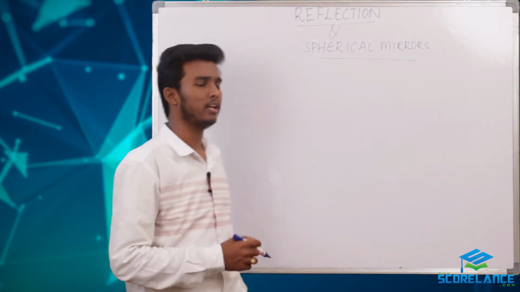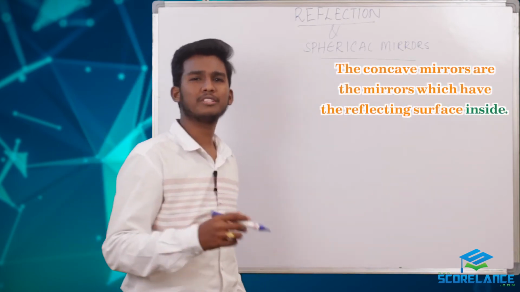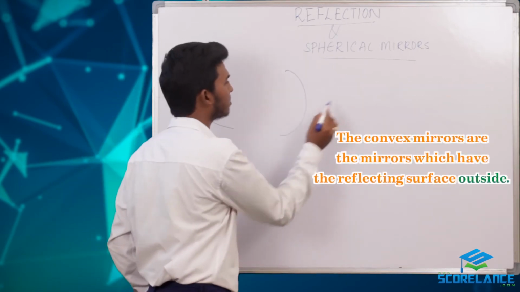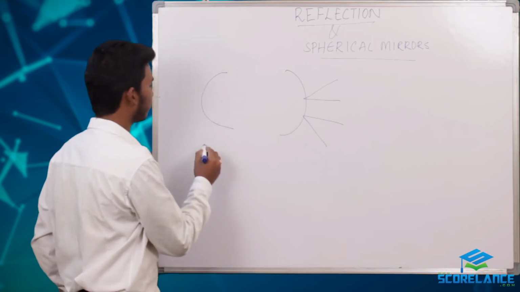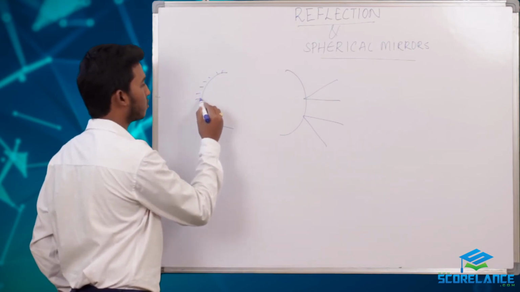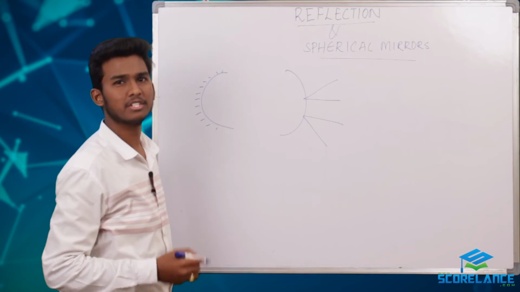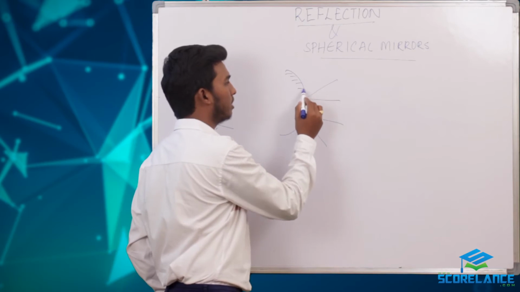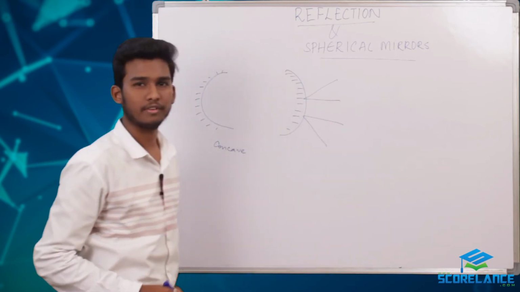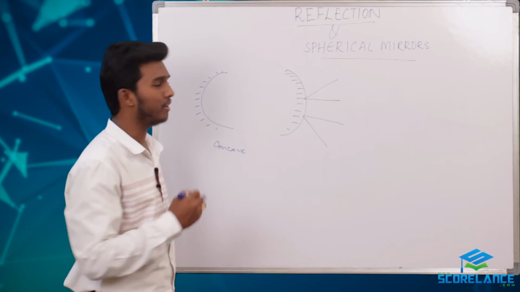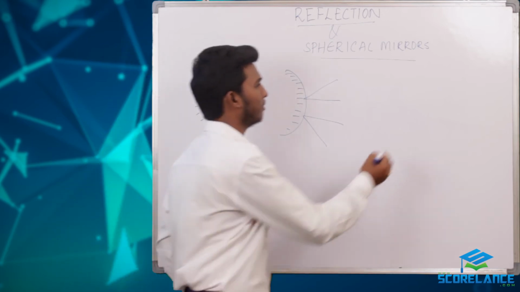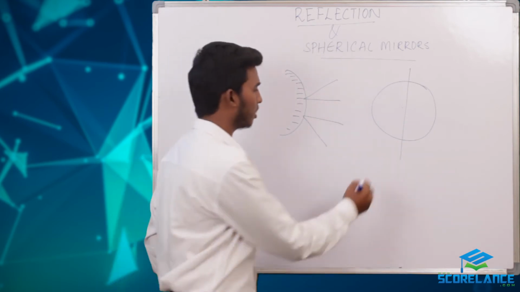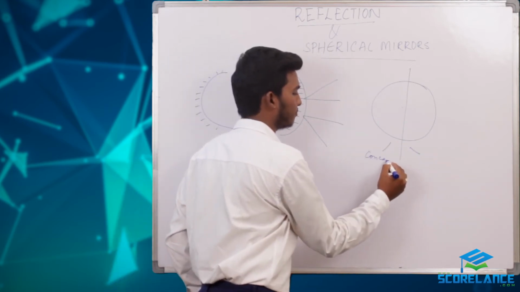As I discussed earlier, concave mirrors are the mirrors which have the reflecting surface inside. Convex mirrors are the mirrors which have the reflecting surface outside. That means for concave mirrors, the outside is silver coated, so only the inner one acts as the reflecting surface, and that is known as a concave mirror. For convex mirrors, the inner one is silver coated and the outer one acts as the reflecting surface. Okay, fine, but what are they actually? From where did we get this type of mirror? These are a part of a big sphere. If you break a sphere into two parts, you get a concave mirror and a convex mirror.